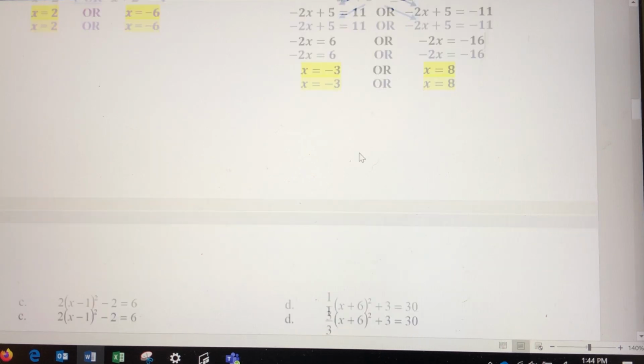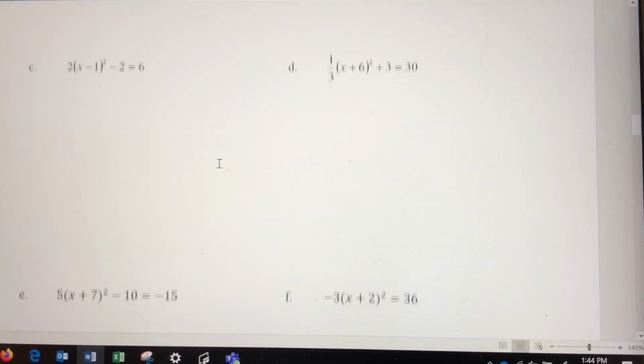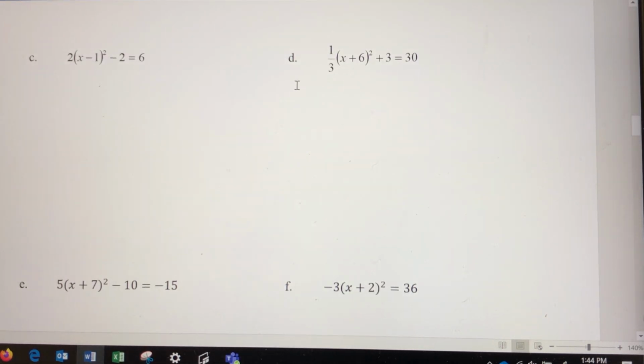All right, so pause the video here. We've got 4 more examples here, C, D, E, and F. Give those a try, and then come back and check your work. It looks like we're going to have some with imaginary solutions, so just be aware of that. It's okay to have imaginary solutions. Just make sure you're dealing with those correctly.